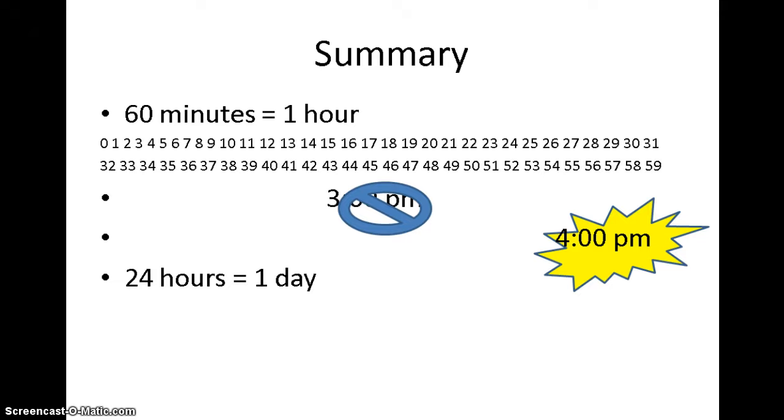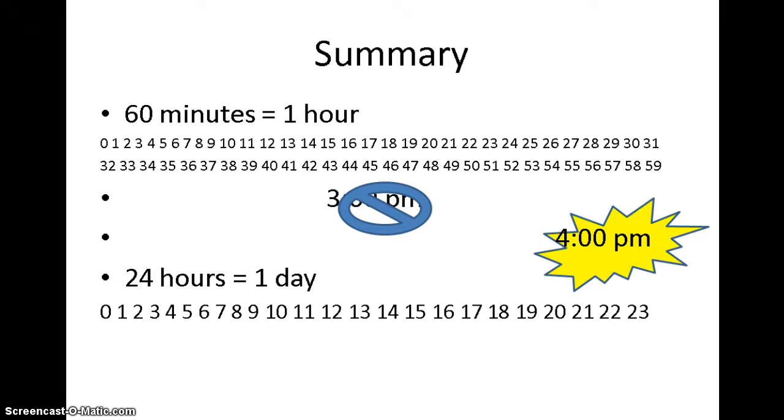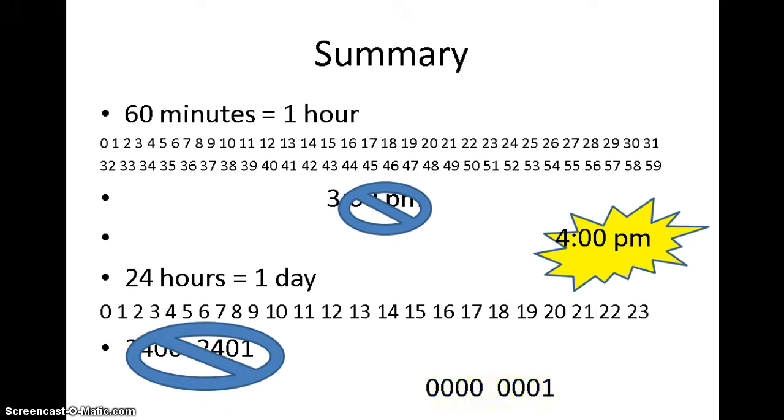Similarly with the hours, 24 hours in a day, and the numbers go 0 to 23. We don't write things like 2400 or 2401. That would be more than a whole day, and so we're going to write it as the next day, 00 hours, or the zeros with 1 minute.